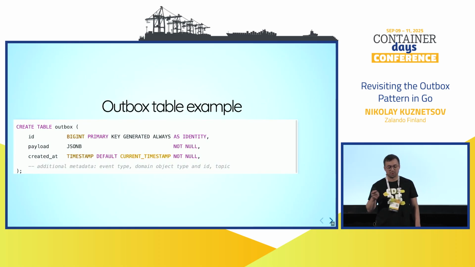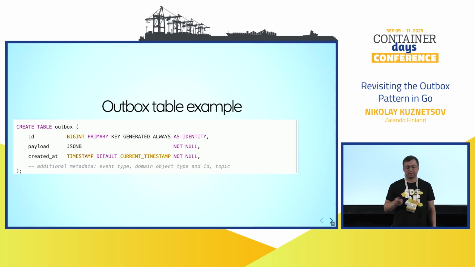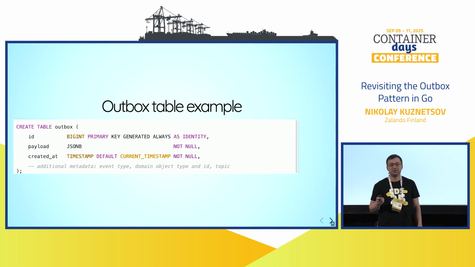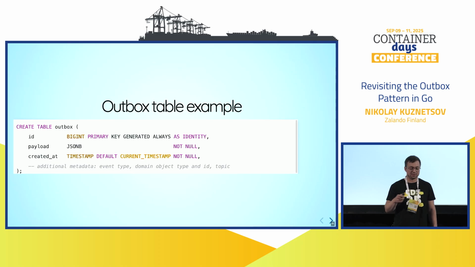Of course, there are some pros and cons about that, which we discuss later. This is an example of the table. It's very simple. Basically, you need to store the payload anyway, most probably JSON. You need some ID, so you can reference those messages. Then you acknowledge or delete them, and then depending on your use case, you can add additional metadata to this table.